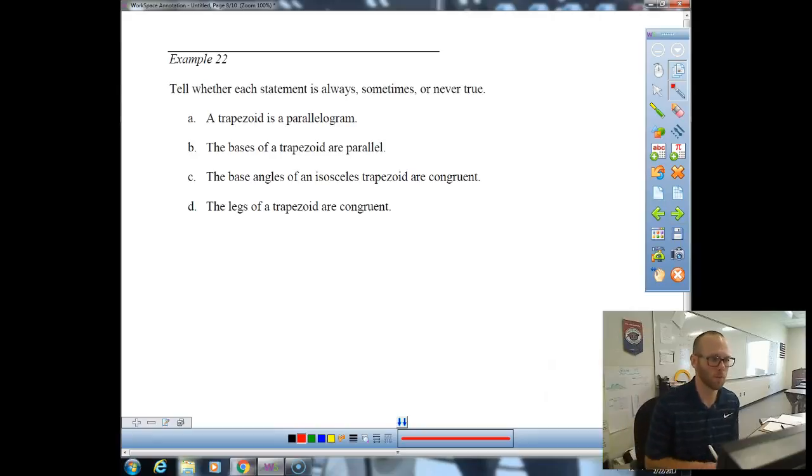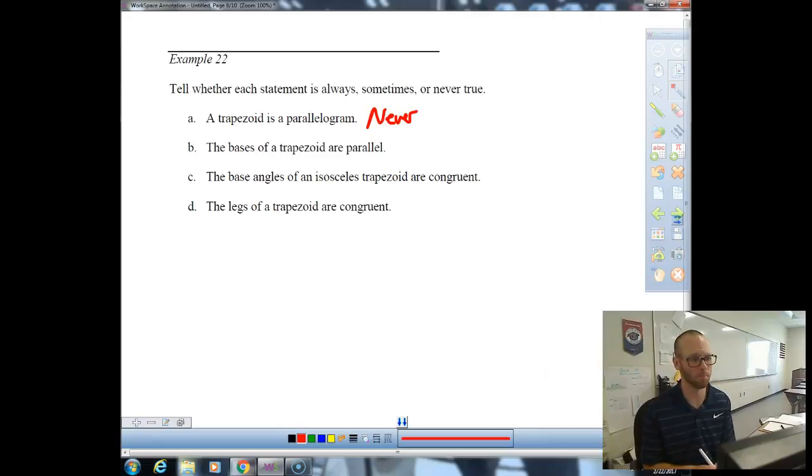All right, so here are my thoughts. A trapezoid is a parallelogram. Is that always, sometimes, or never true? The correct answer to that would be never. A trapezoid has exactly one pair of parallel sides. A parallelogram has two pairs of parallel sides. We talked about that at the beginning in the definition of a trapezoid. A trapezoid is never a parallelogram.